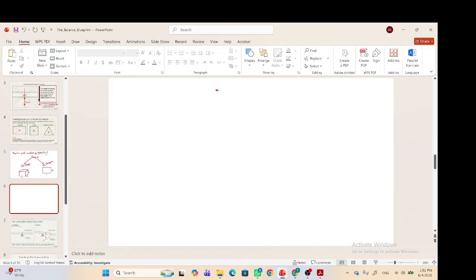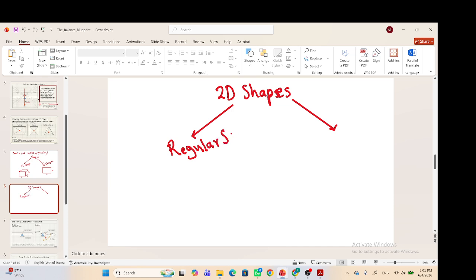Okay, if we want to talk about 2D shapes, we have 2 types of 2D shapes. One is regular shapes, and one is irregular shapes. Okay, now first I want to explain the regular shapes.